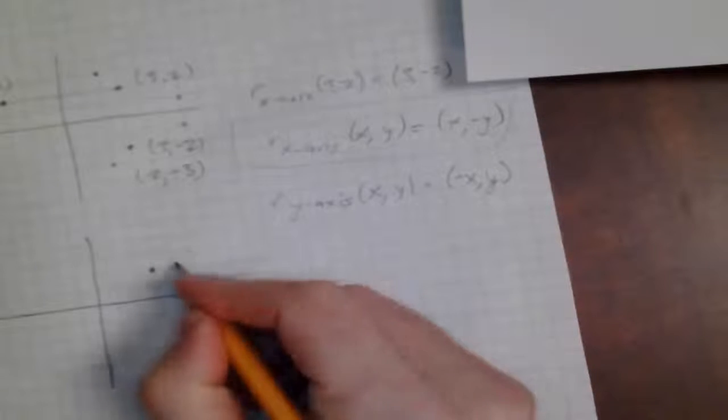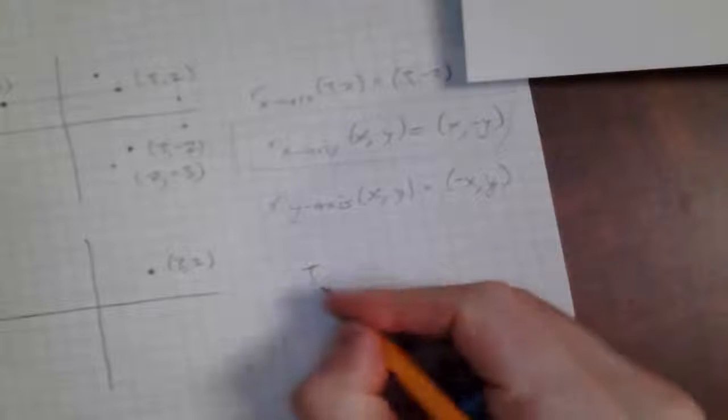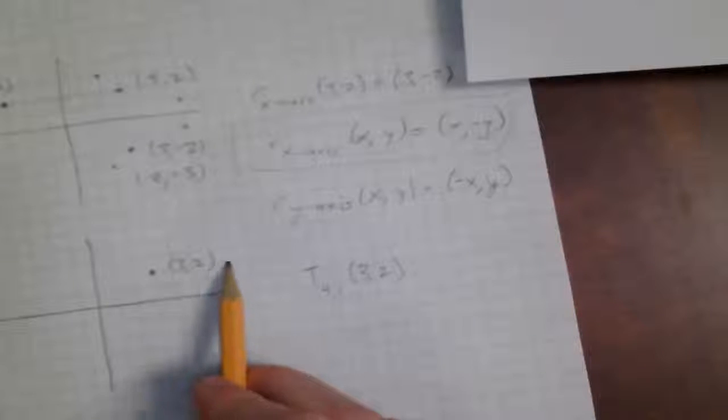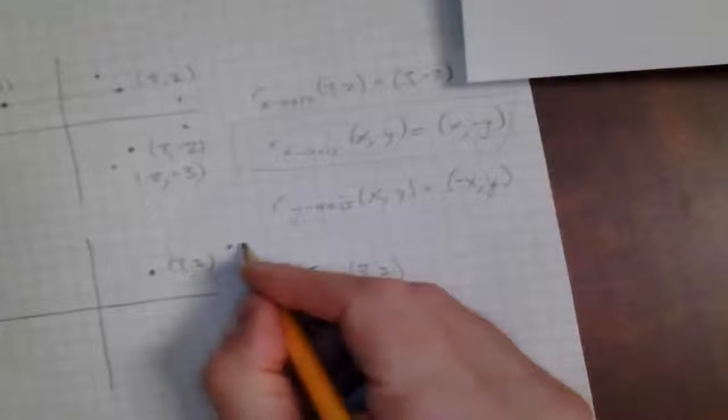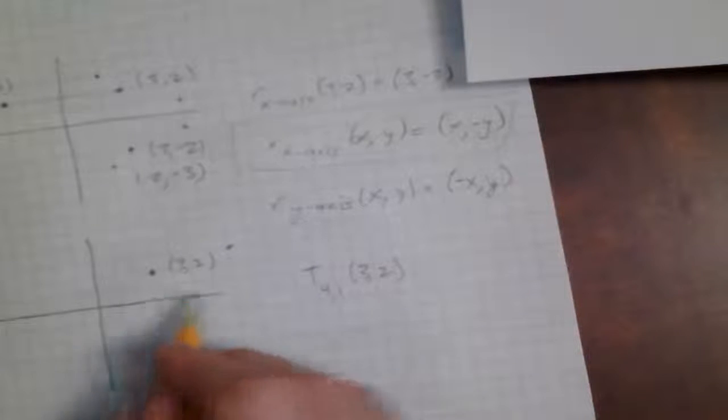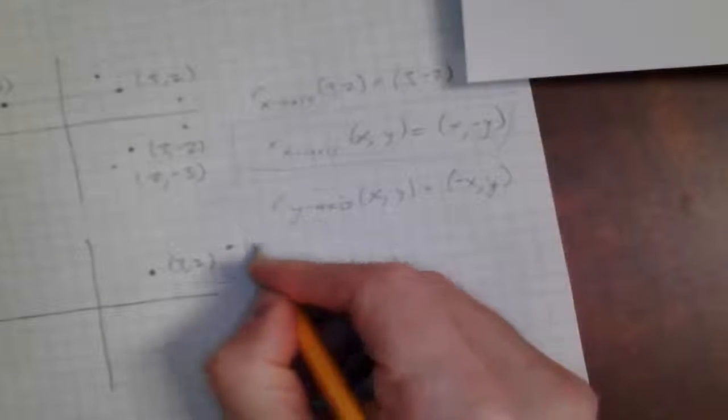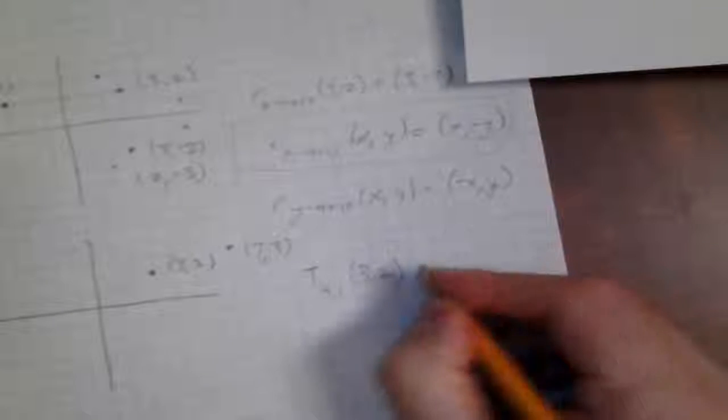Let's take that same point, 3 comma 2, and let's say we had a translation of 4 comma 1 of 3 2. So what does that mean? We're going to go over 4 in the x direction, 1 2 3 4, up 1. So we translate by that vector, as we called it before. So 3, 6, 7. So this new point is 7 and 3. 7 3 is my new point.